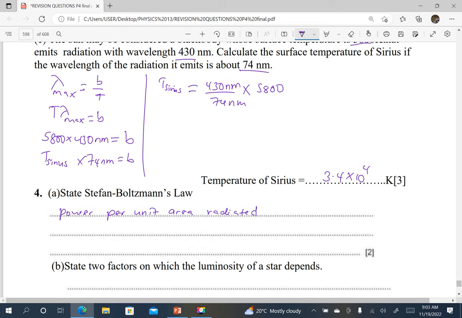The power per unit area radiated by a black body is directly proportional to the fourth power of its thermodynamic temperature.